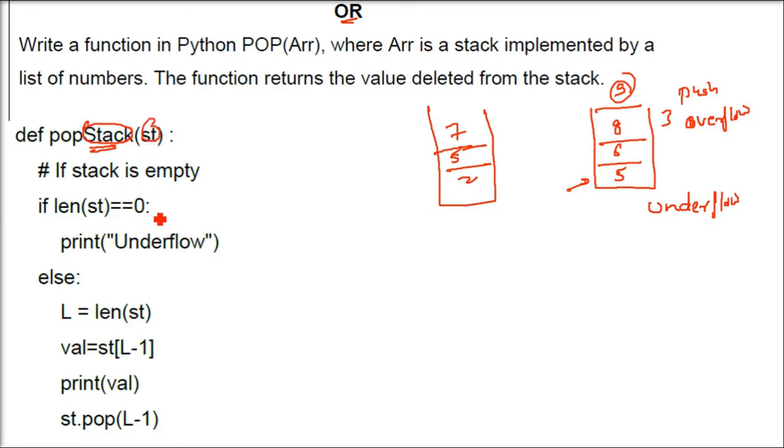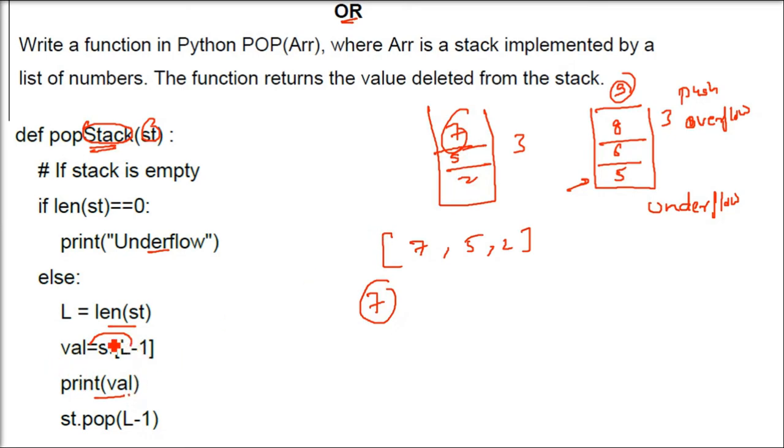So first we have to check if the length of st equals 0. If it is 0, then we'll say underflow, because if there is nothing, how can you pop? You have to check it first. Otherwise, you will take the last value, that is 7 in 2, 5, 7. You have to take 7, not 2. Please remember, 7 will be popped first, so you will not go to 2. That is why you are using L minus 1, not 0 or 1. You have to start from the last, so 7 will come first, that is L minus 1.